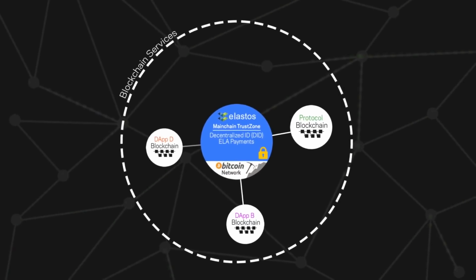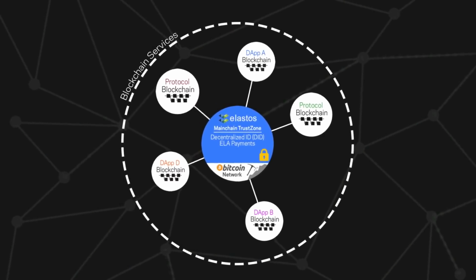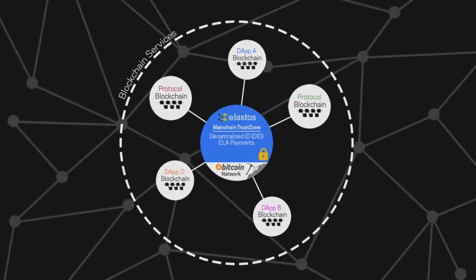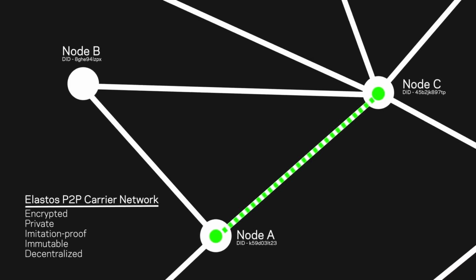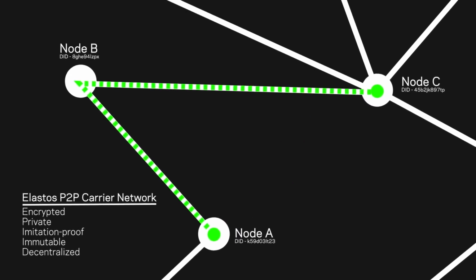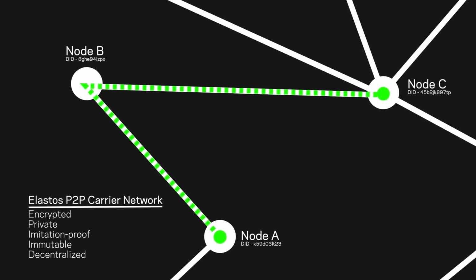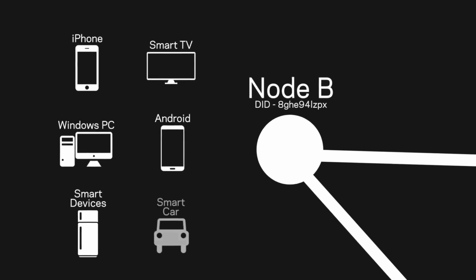The blockchain services themselves are infinitely scalable, as other blockchains will be able to connect to and join the Elastos smart web. The smart web uses the already established internet infrastructure for peer-to-peer encrypted communication between nodes. It can do this without using any central servers or even the internet itself. Just about any device can become a node within the smart web.